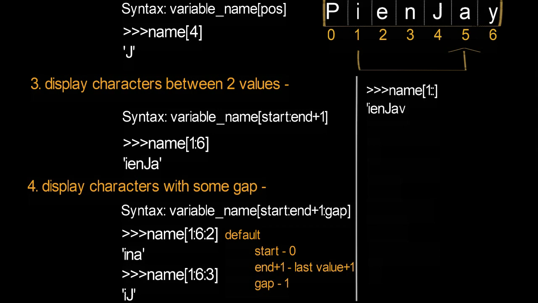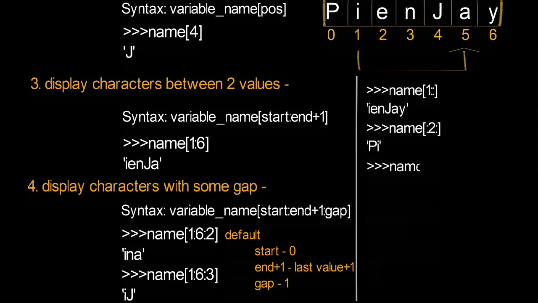In this we have omitted the value of end plus 1 and the gap. So the result will be IENJAY. It has started from the first index till the end, and the gap is 1, so all the characters are displayed. Also we can try name, square bracket, colon, 2, colon. The result will be PI because the last value is defined as the second character and there is no beginning and no gap, so they will be the default values.